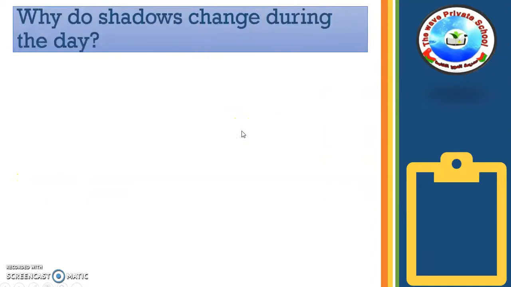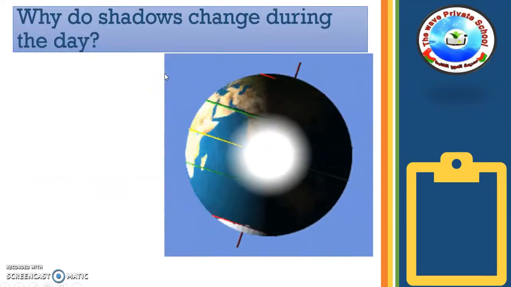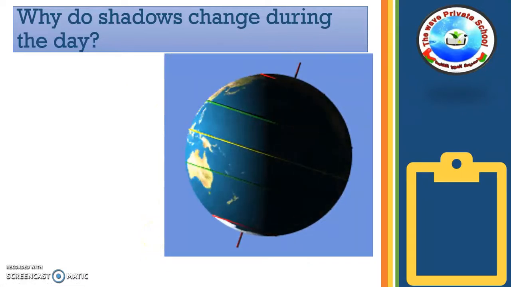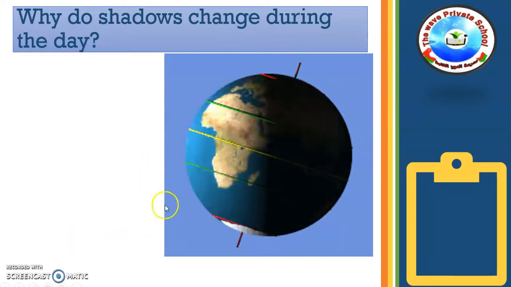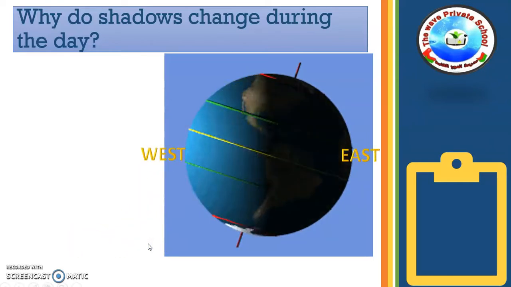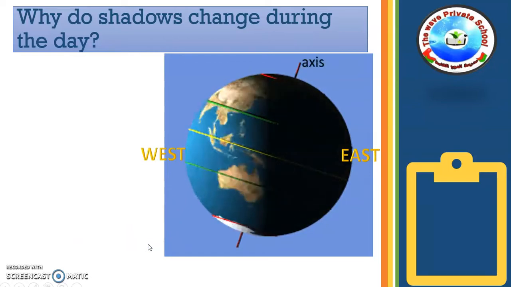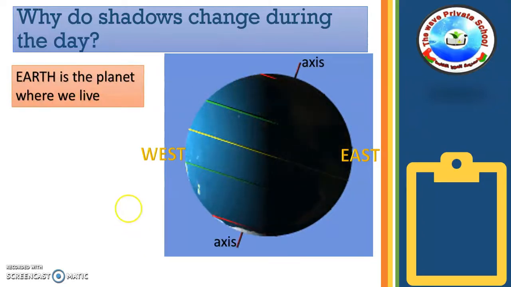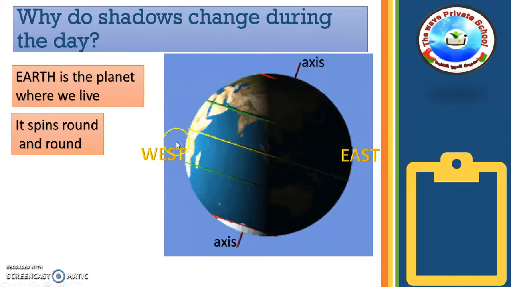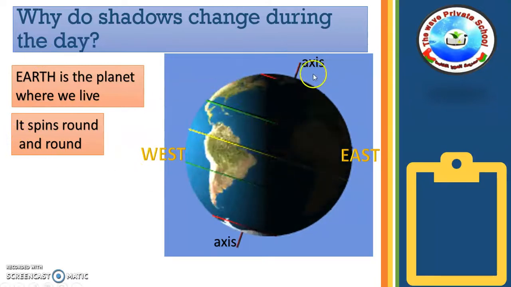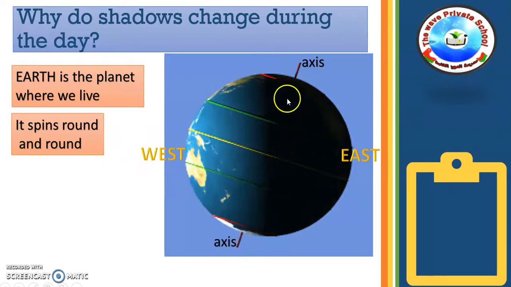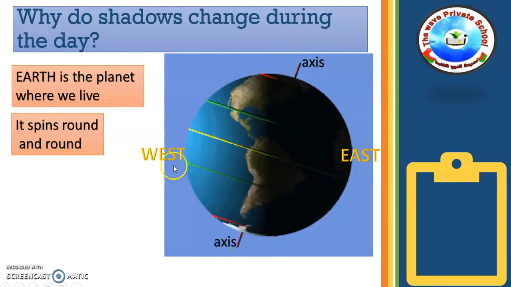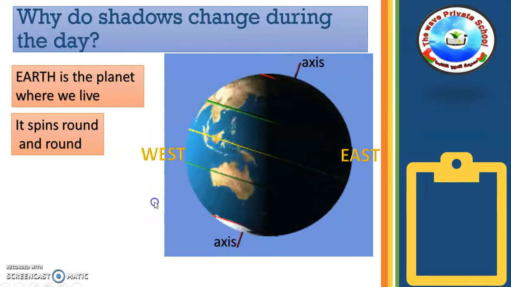But before we go farther, I want you to take a look at this. I know all of you know what this is all about. This is the planet Earth, where living things like us live. Earth is a planet where we live. As you can see, it is moving around. You see this straight line in here, right? That is what we call the axis.